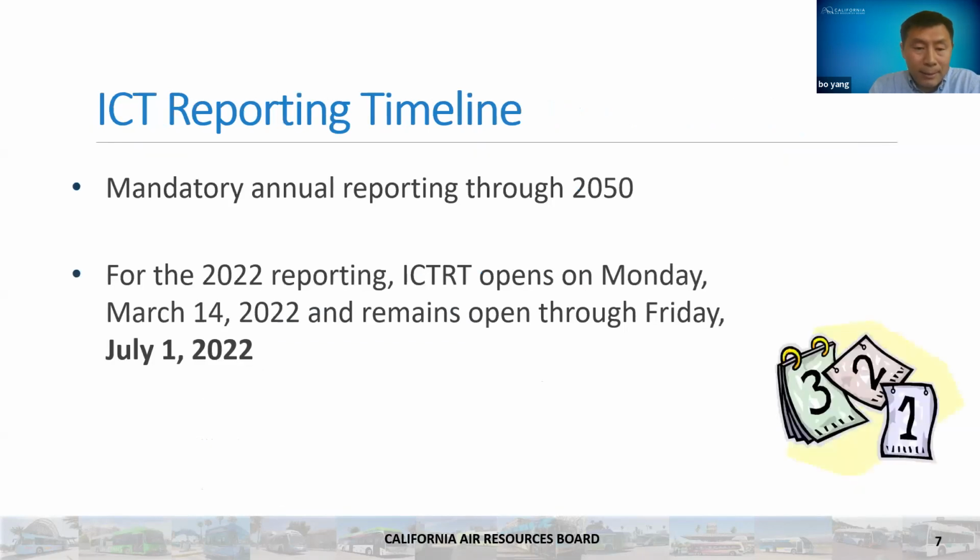Slide number 7, please. Reporting is mandatory for all transit agencies, regardless of size, and it is annual. Annual reporting requirements started last year and go through 2050. For this year's reporting, we are keeping the reporting site open until July 1st, 2022, to provide transit agencies adequate time to report. Slide number 8, please.